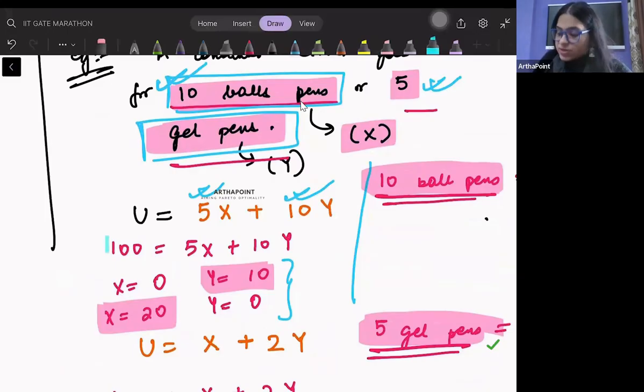When I replace it with some utility, I should get the same results. Either I should be using double the ball pens, or I should be using half the gel pens, and both of them should yield the same amount of utility too. So we will just reverse the coefficient. ये चीज याद रखनी जरूरी है.